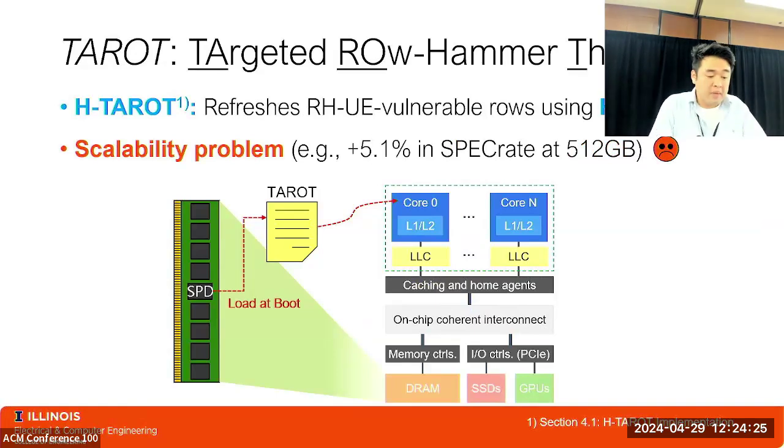Based on these observations, we propose targeted Rowhammer therapies, which we abbreviate as TART. Also, we propose to store the vulnerable addresses in the serial presence detection chip placed on every module. The first module, HTAR, is designed to run on the host CPU. HTAR periodically refreshes the vulnerable addresses by flushing and reading the cache lines of the target addresses using host CPU cycles.